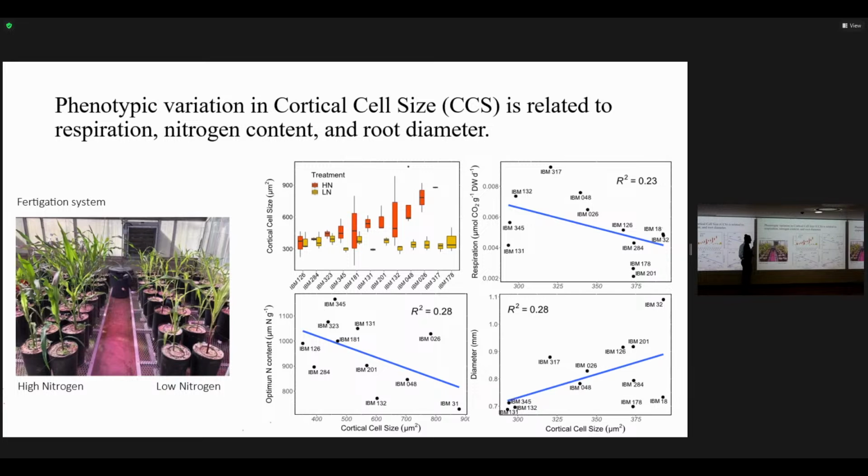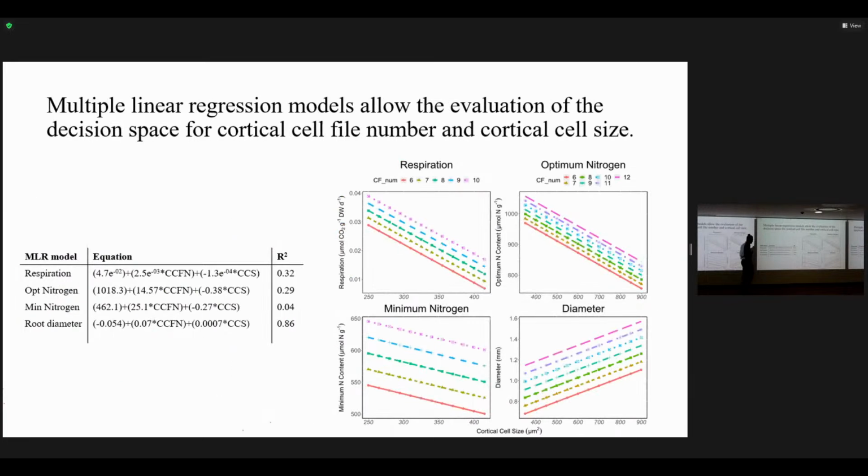And coming back to testing those values independently, we built a multiple regression model using cortical cell file number and cortical cell size as predictors, and respiration as the response variable. So basically, coming from the same data that we collected in the greenhouse, we are making this multiple regression model to explore a decision space in which we have a constant number for cortical cell file number, and vary the cortical cell size and see what the respiration will be, or what the nitrogen content, or the root diameter will be.